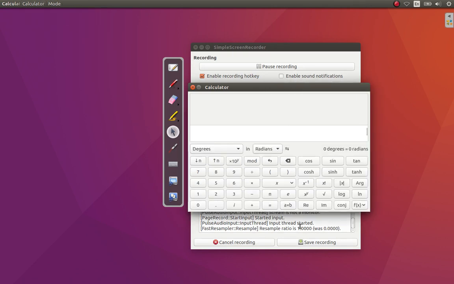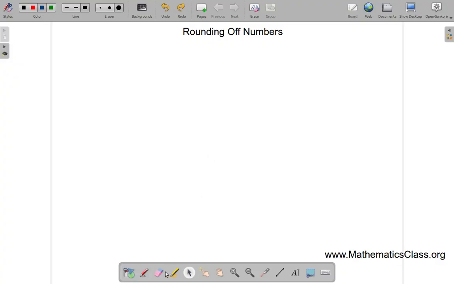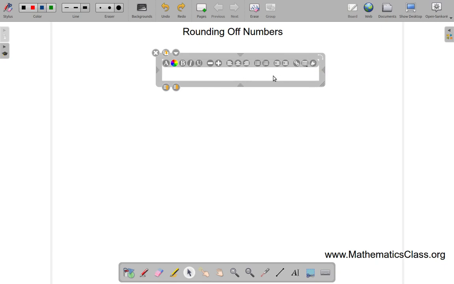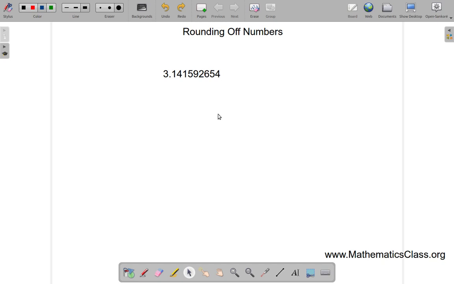Advanced mode. Pi equals 3.141592654. Let's write that down. Let me type that down. Pi is 3.141592654.